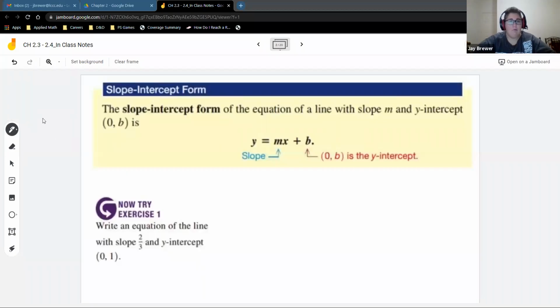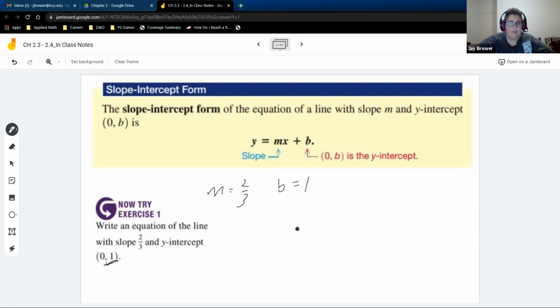Okay, welcome back for section 2.3, where we are going to learn how to do writing equations of lines. So I mentioned last time that we have a form called slope-intercept form. I often call it y equals mx plus b. And we're going to work with that a little bit this section. So here you can see in this example, we're given the slope as 2/3 and the y-intercept is the b part right here, which is 1.